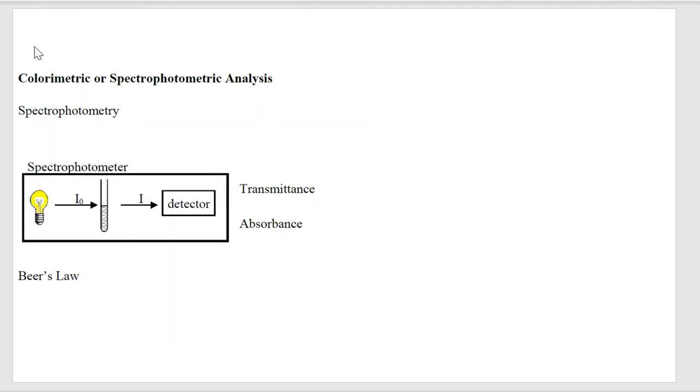So colorimetry, or colorimetric, or spectrophotometry analysis, that's just the measuring of colors, right? So it's the measuring of colors or the appearance of light.